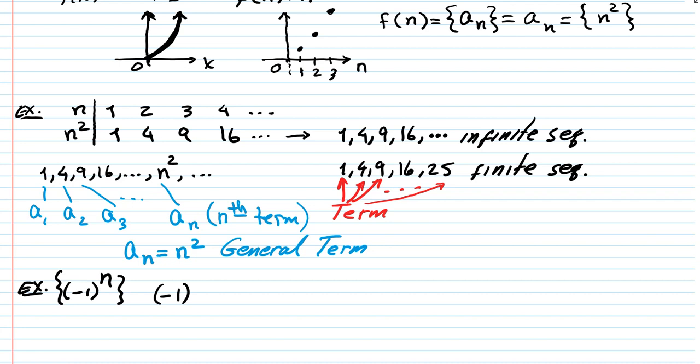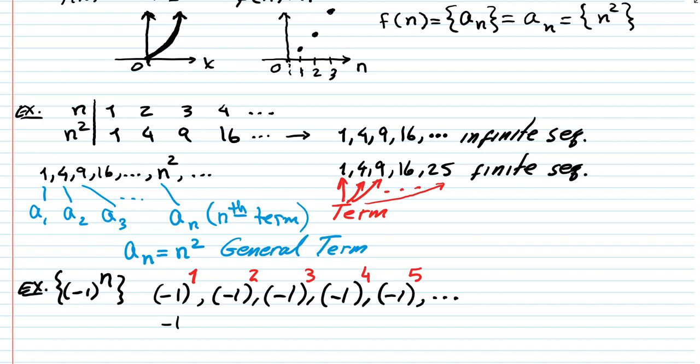Let me put the first 5 terms and so on. When n is 1, that's -1 to the first power, then n is 2, then n is 3, n is 4, n is 5, and so on, right? Let's see what happens to these terms. -1 to the first power is itself. -1 squared is 1. -1 cubed is -1, -1 to the fourth is 1, -1 to the fifth is -1, and so on.